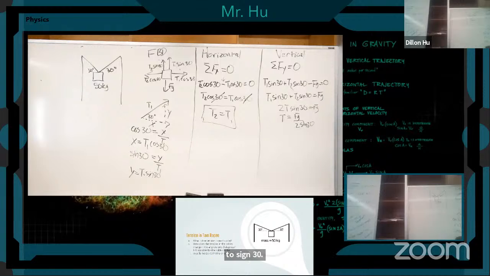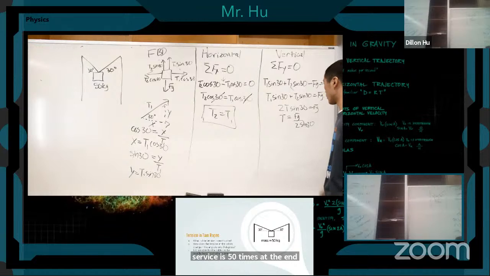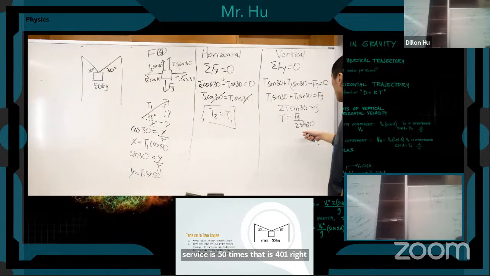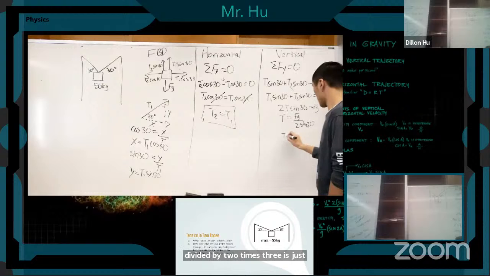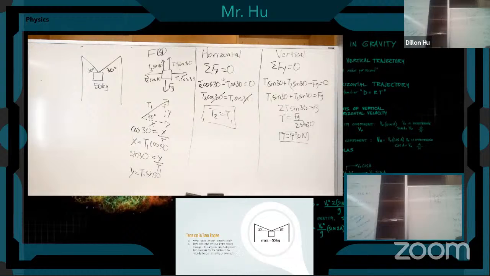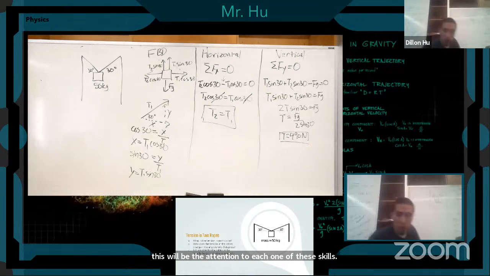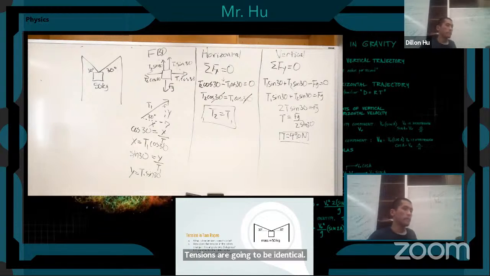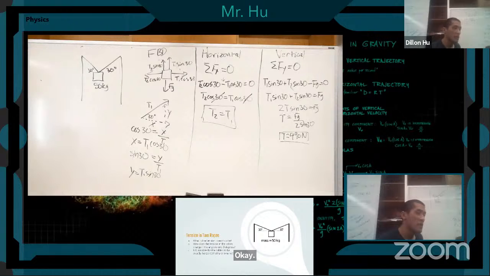So this is 50 times 9.8, which is 490. 490 divided by 2 times sine 30 means our tension should be 490, if I did my math correctly. And this will be the tension in each one of these cables. The tensions are going to be identical. Okay, so that is how you find the tension in each one of these cables.